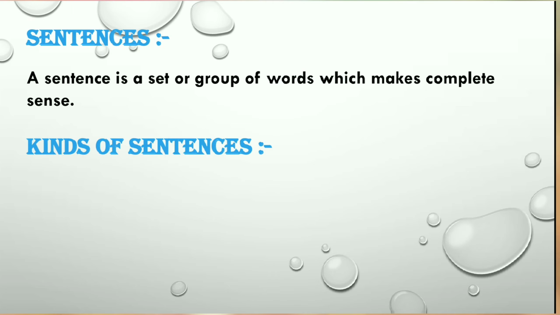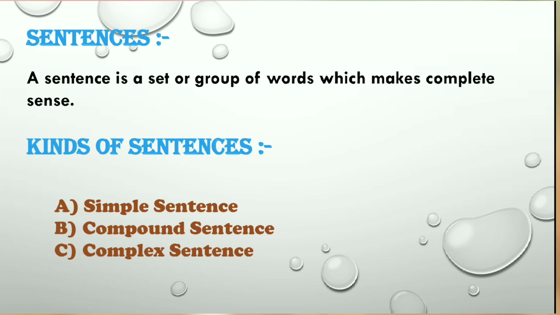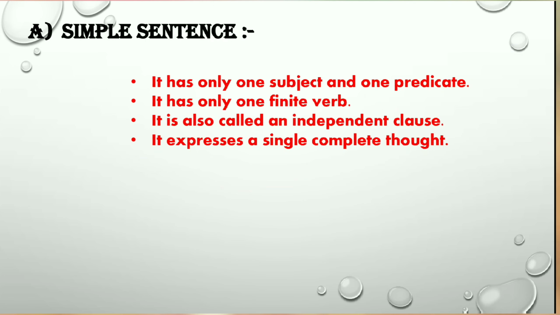Friends, there are three kinds of sentences. A. Simple sentence. B. Compound sentence. C. Complex sentence. Friends, first I would like to tell you about the simple sentence. A simple sentence has only one subject and one predicate. It has only one finite verb. It is also called an independent clause. It expresses a single complete thought.